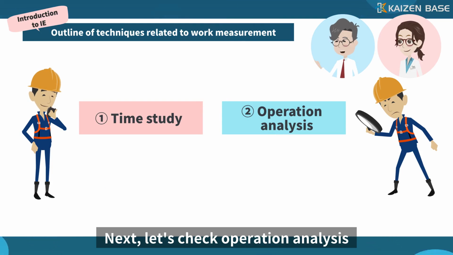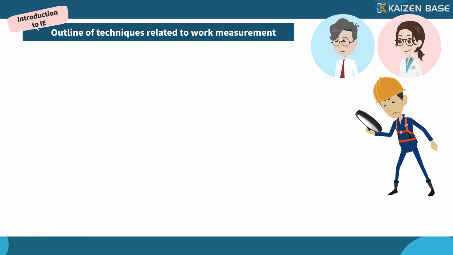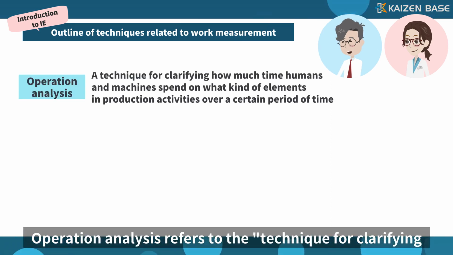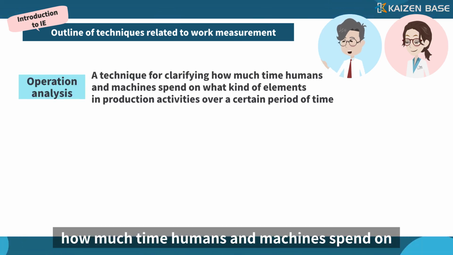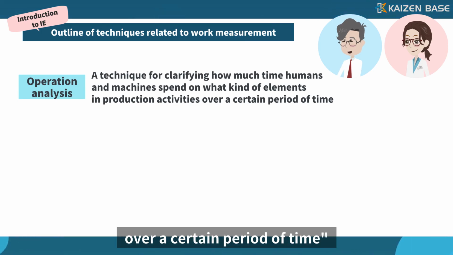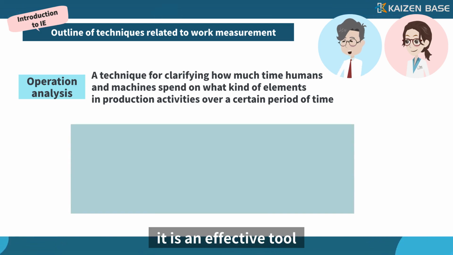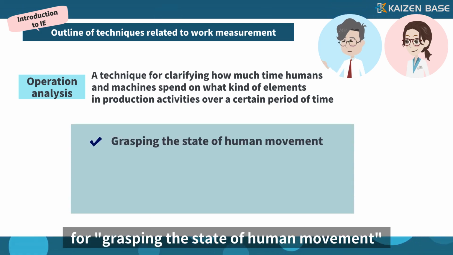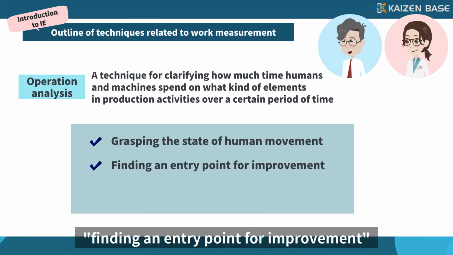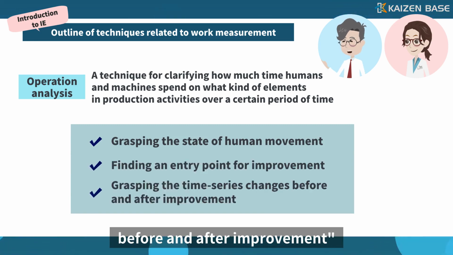Next, let's check operation analysis, the second technique related to work measurement. Operation analysis refers to the technique for clarifying how much time humans and machines spend on what kind of elements in production activities over a certain period of time. As a technique of time study, it is an effective tool for grasping the state of human movement, finding an entry point for improvement, and grasping the time series changes before and after improvement.